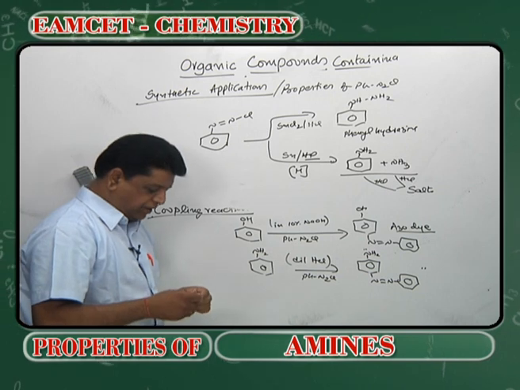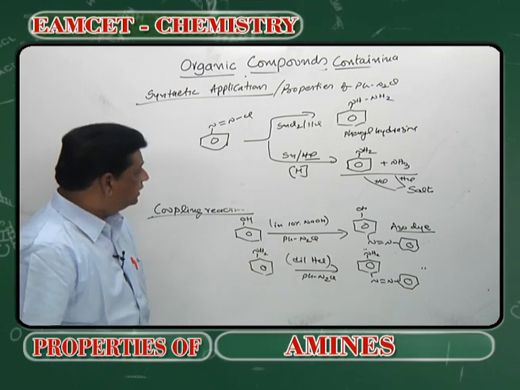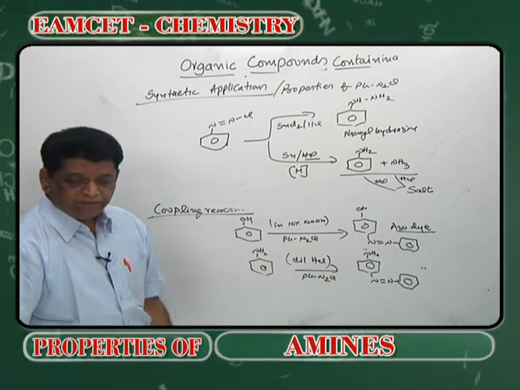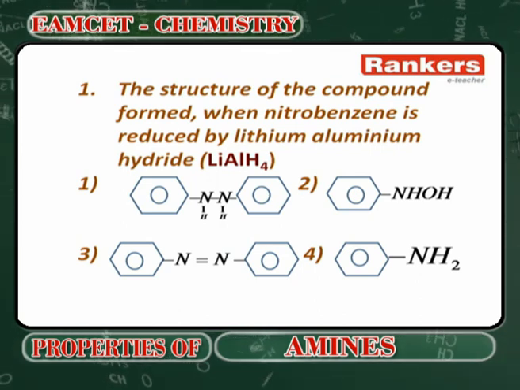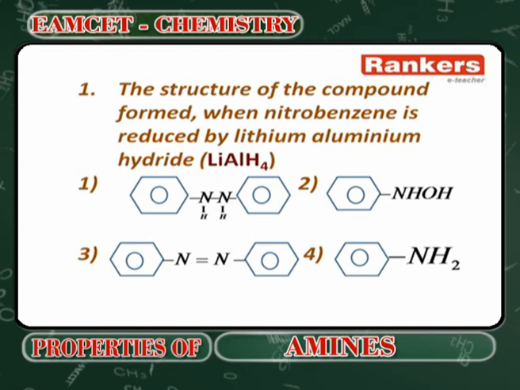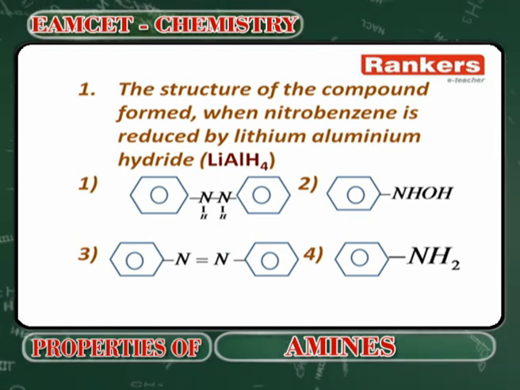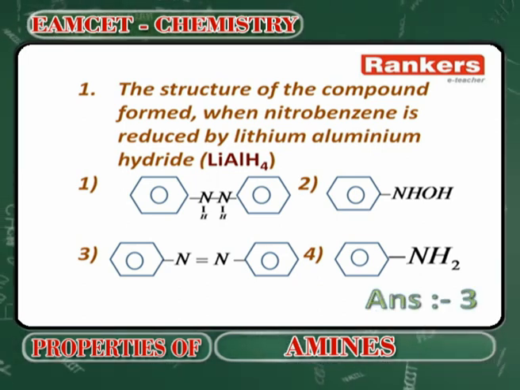Okay, right. Now, some of the questions pertaining to these three topics, let us see. The first question is, the structure of the compound formed when nitrobenzene is reduced by lithium aluminum hydride. I said metallic hydride gives azobenzene. Answer is 3. The last, third one is the answer.